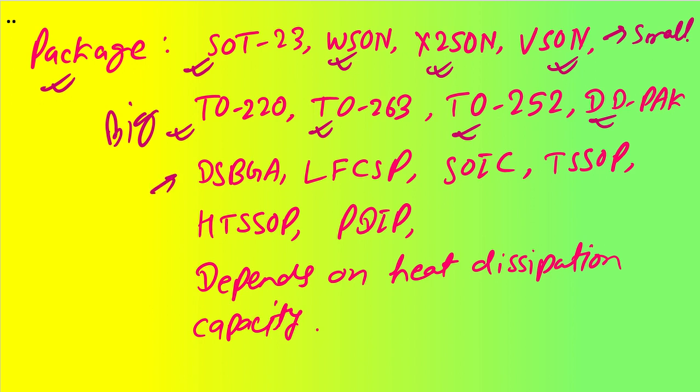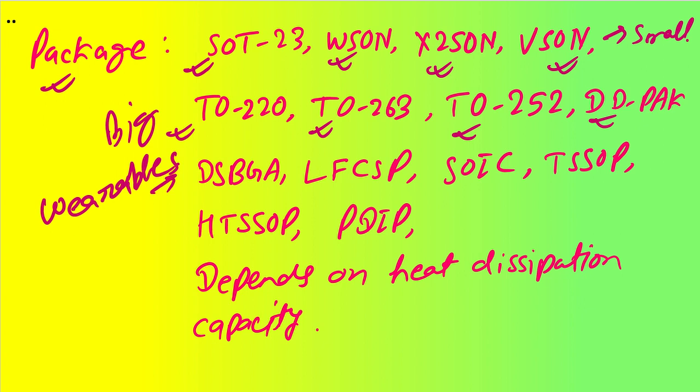And this DSBGA package is a ball grid array. They are basically used in wearables and similar devices where space constraints are tight. Basically they go ahead with DSBGA, and LFCSP packages are a bit smaller. The LFCSP package has a good advantage in that it has a thermal pad, which helps you dissipate heat at a greater level. So the package is decided based on the heat dissipation capacity that you need on your board.